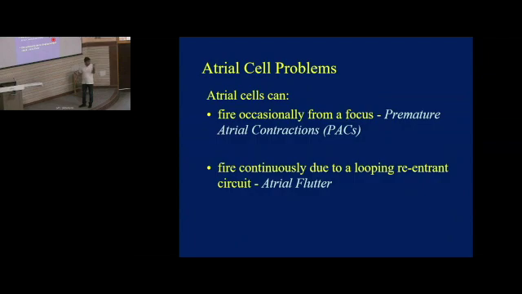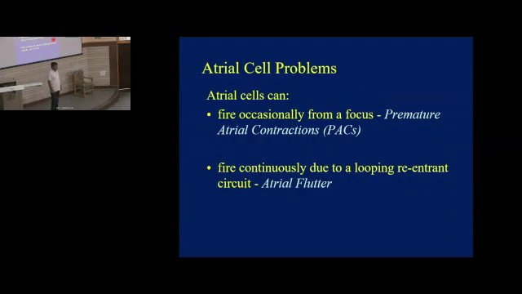Sometimes the atrial cells fire occasionally from some focus, apart from the normal SA node. Normally the SA node is generating the impulse. Sometimes there is some abnormal focus present in the atria which is also generating an impulse. That beat, that electrical activity generated because of that abnormal focus, will result in PAC, that is premature atrial contraction.